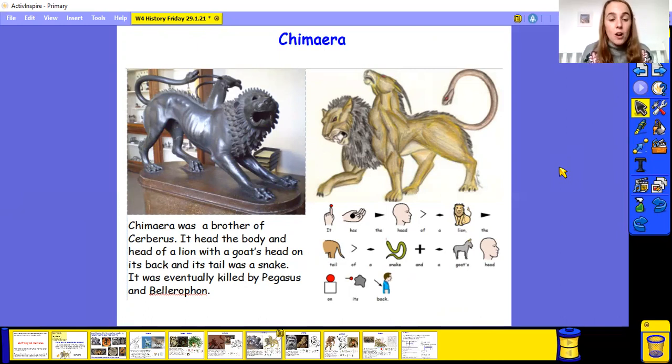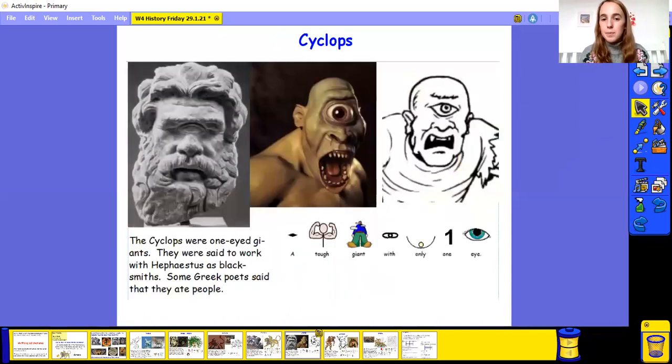So Chimera was a brother of Cerberus, the three-headed dog. It has the head of a lion, the goat's head on its back, and the tail of a snake. And in Greek myth, this Chimera was eventually killed by Pegasus. So Pegasus actually kills the evil Chimera, which is quite impressive. So Pegasus saves the day.